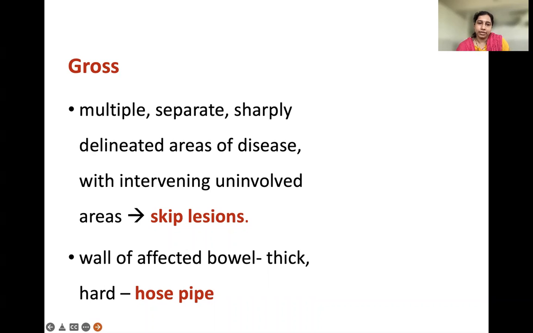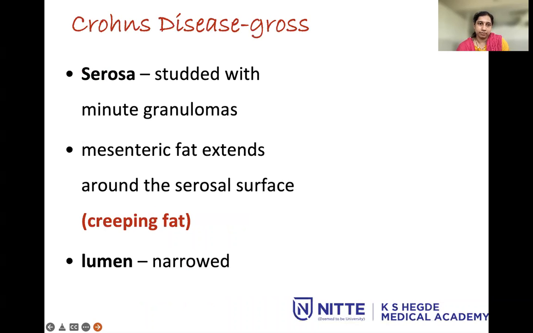The wall of the affected bowel is thickened and hard, leading to the appearance called hose pipe appearance. The serosa will be studded with minute granulomas, and mesenteric fat will extend around the entire serosal surface, which is called creeping fat. The lumen will be narrowed.